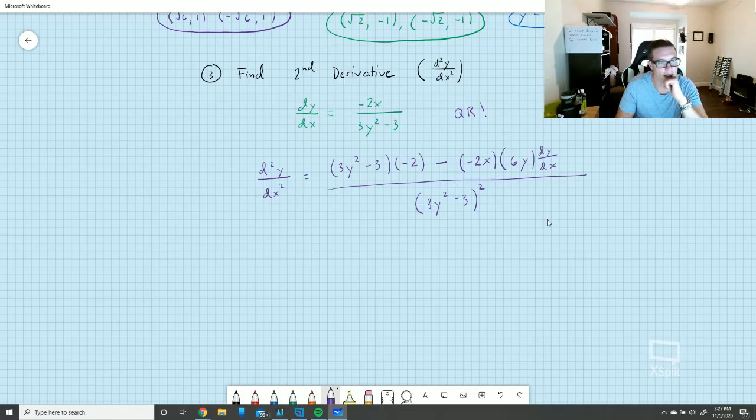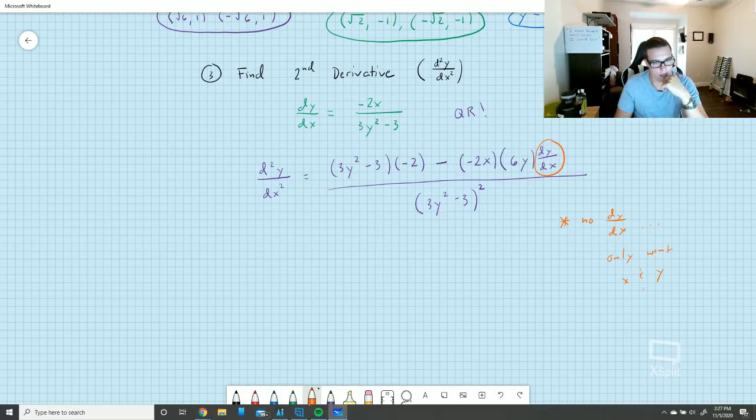Okay? That's the second derivative with one problem. You cannot have dy dx in your answer. This needs to be in terms of x and y only. So what gives? I only want x and y in my answer. Okay, it doesn't mean they both have to be there. It just means there can only be x's and y's.